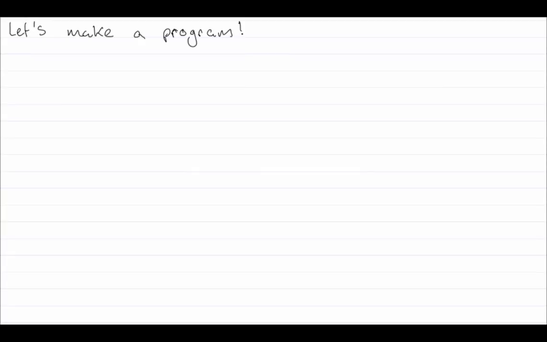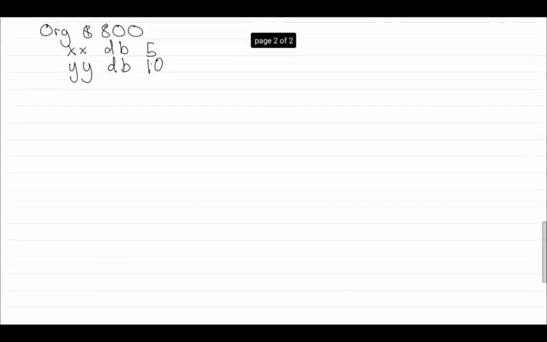Now that we have an understanding of how programs work, let's try writing a program. I'm going to start off by organizing some constants at memory location 800. Say I wanted to first define the constant XX. Remember, we can't just use X because we already have a register X. So I want to define the constant XX as a byte, and I want to define it as the number 5. Now YY, I also want to define as a constant and as the number 10. So these are my two constants that I'm going to use.